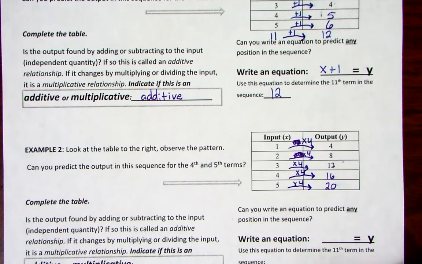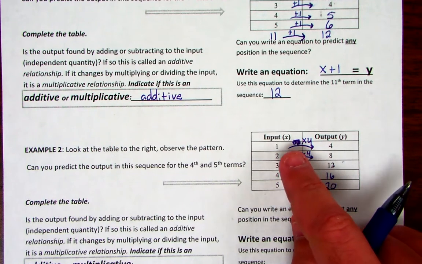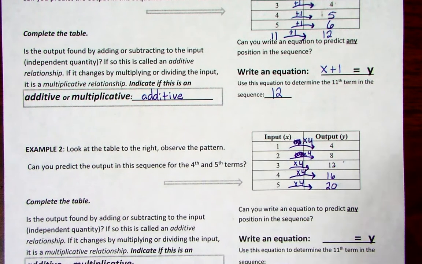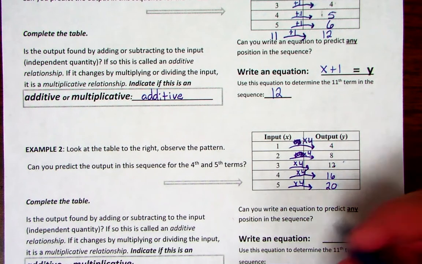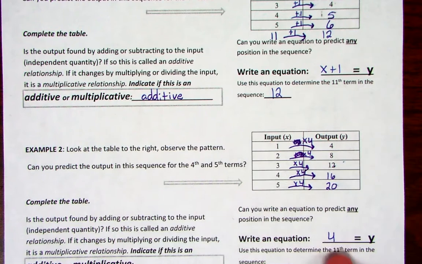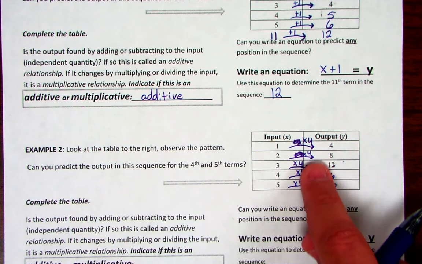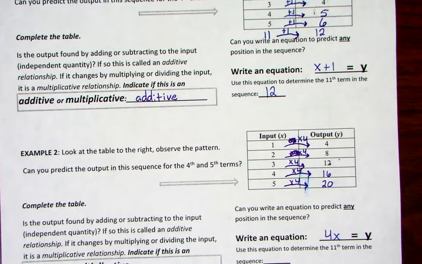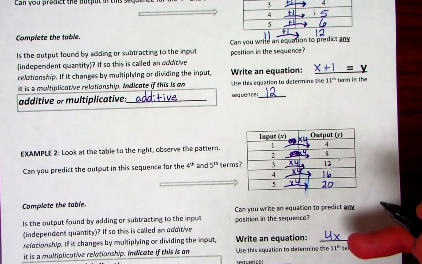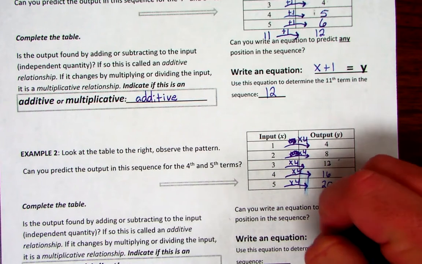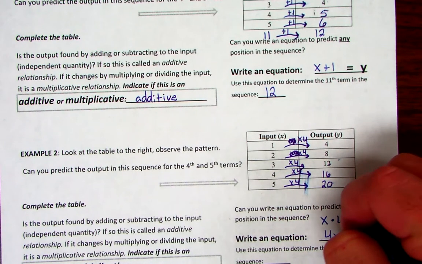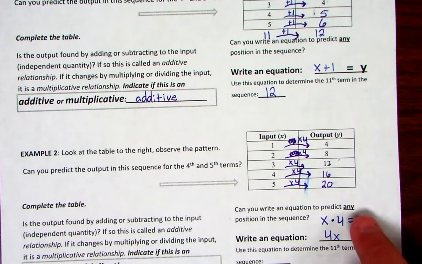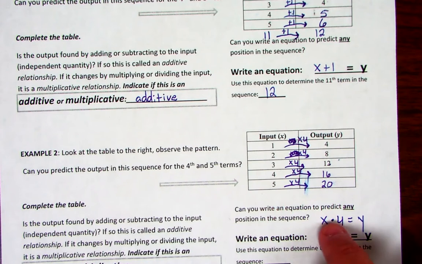So your equation is you're taking your x value and you are multiplying it by 4. So I'm going to take the 4, which is my scale factor, and I'm multiplying it by my input, which is my x value. Another way you could write this is your x value times 4 equals y. These represent the same exact thing. You're just showing you're multiplying.